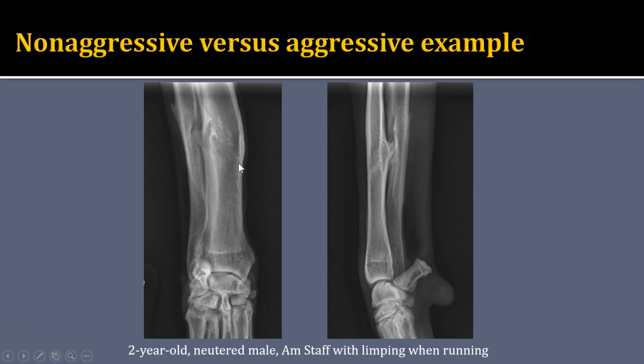So all of these findings that I've described are very non-aggressive in appearance. And we have not only that non-aggressive appearance, but two bones in the same kind of area. There's also a little bit of distortion in the shape of these bones. This is very consistent with a healed fracture of the radius and the ulna, so a non-aggressive lesion.